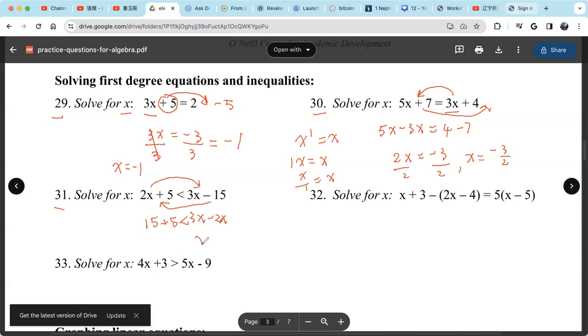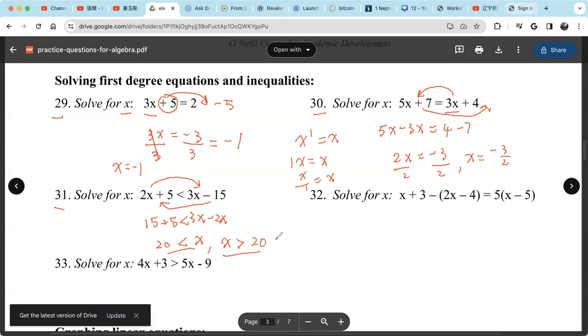3x minus 2x, that's just x. 15 plus 5, that's 20. So this reads 20 less than x. Excuse me. So 20 less than x. But by convention again, we read from the variables. We would read as x greater than 20. Okay, so those two inequalities are exactly the same. We read from 20, 20 less than x. Read from x, x greater than 20.